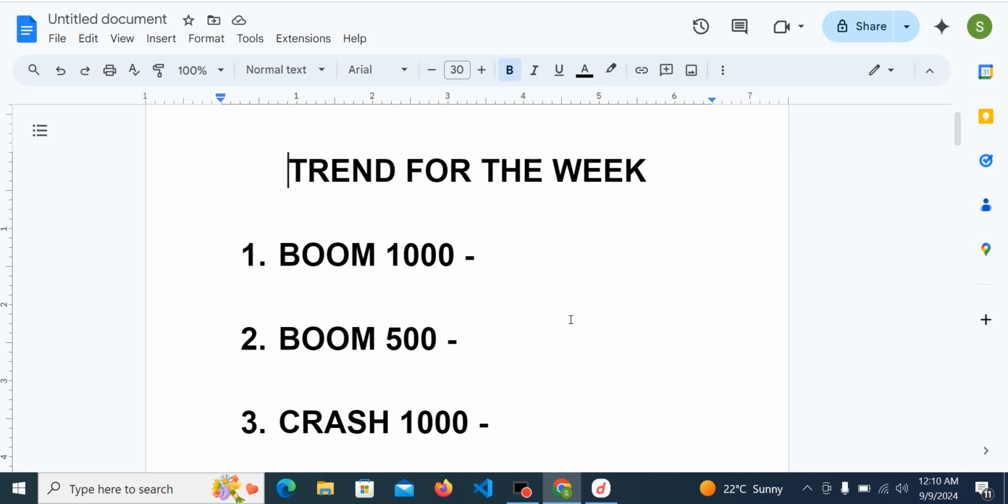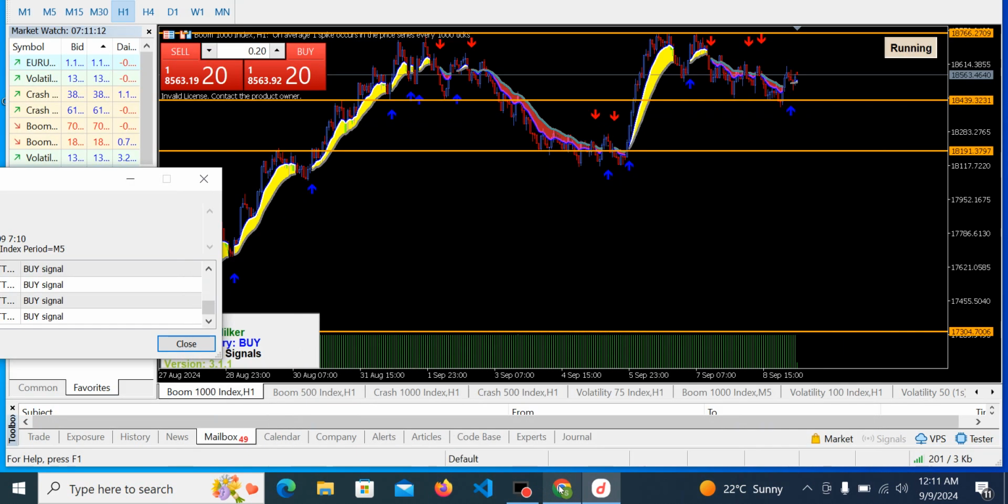Of course, it is advisable that you learn how to compare the higher time frame and the lower time frame together, so that you can have a good trading journey whenever you are trading, since most of us will be trading on lower time frame. So quickly let's go straight into what we have right here, starting with Boom 1000.